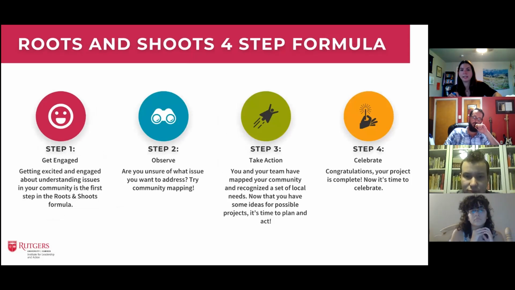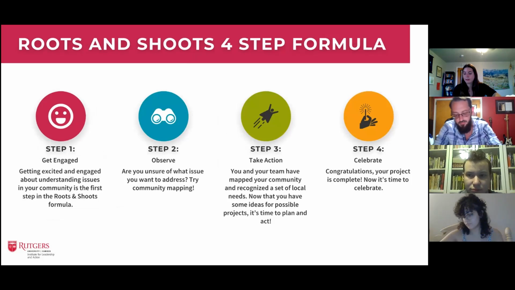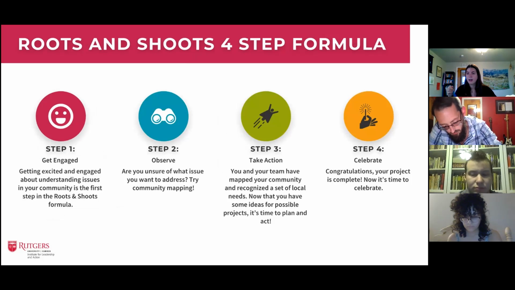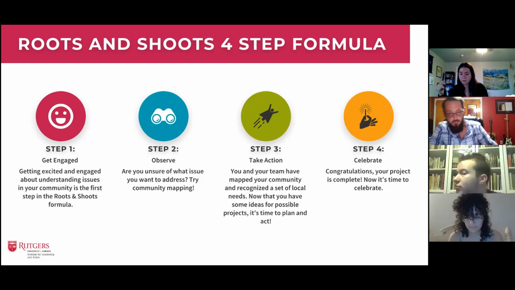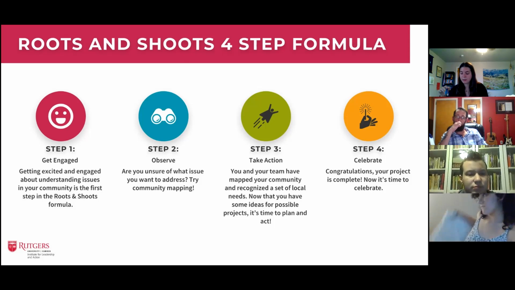So next we are going to move on to Roots and Shoots 4-step formula. Just to give a little background, Roots and Shoots is a national organization that uses this 4-step formula to empower youth to proudly stand for what they believe in. So it's a very interesting organization. This formula helps guide youth through the process of exploring their passions in order to plan and implement a project.